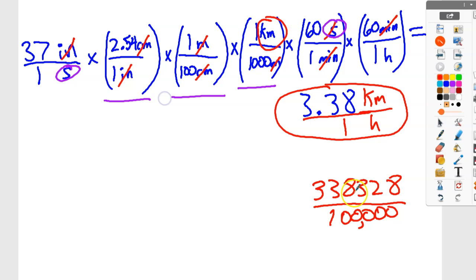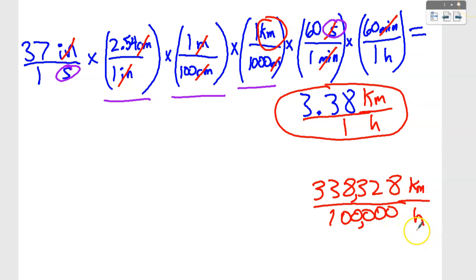One way to interpret this fraction is it's saying that it's 338,328 kilometers in 100,000 hours. But that's a horrible way to report the answer. That doesn't help anyone. It would be a lot better if we just went ahead and did the division and thought about it as 3.38 kilometers in 1 hour. That's a lot easier to visualize and digest and understand than keeping it like this.